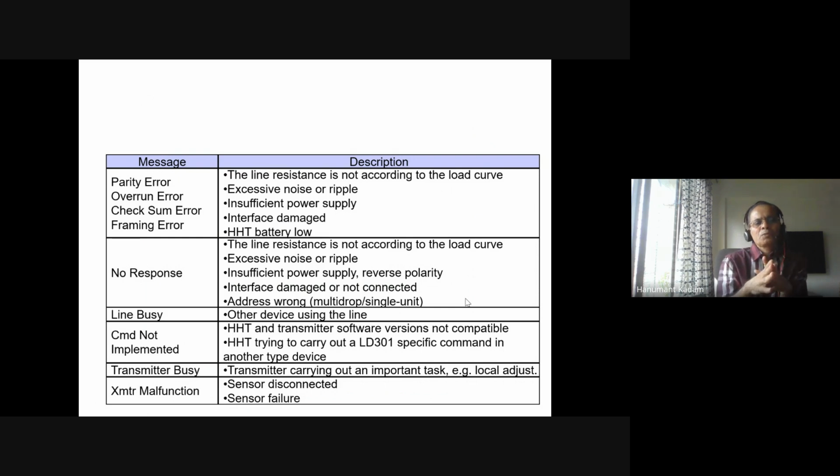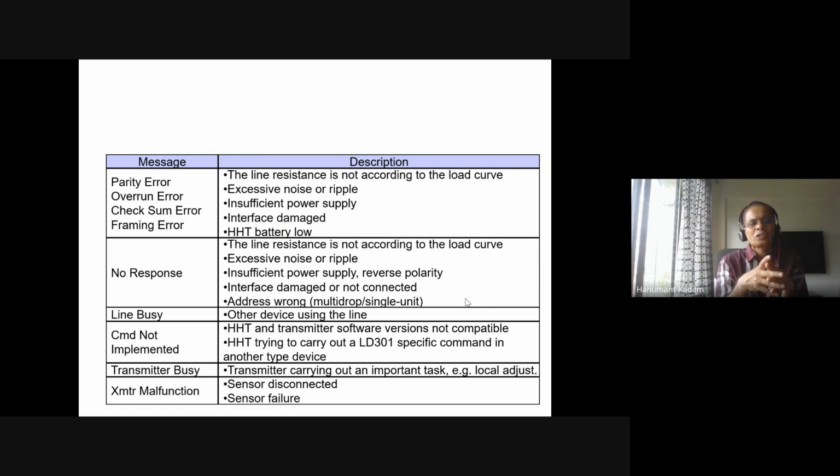When the message displays no response, it means the line resistance is not according to the load curve, excessive noise or ripple, insufficient power supply, reverse polarity, or interface damage or not connected, address wrong, multi-drop or single. So these are the causes, and accordingly you can act on this.